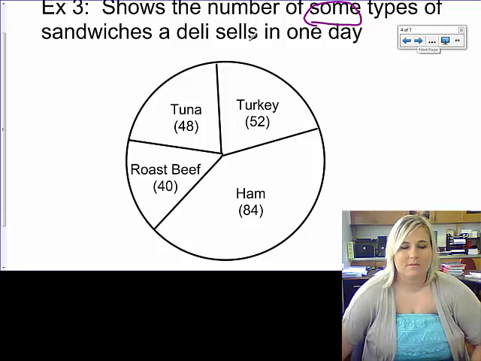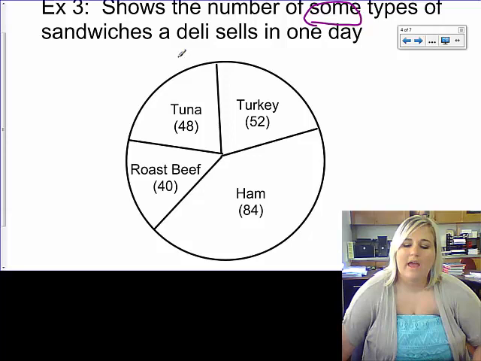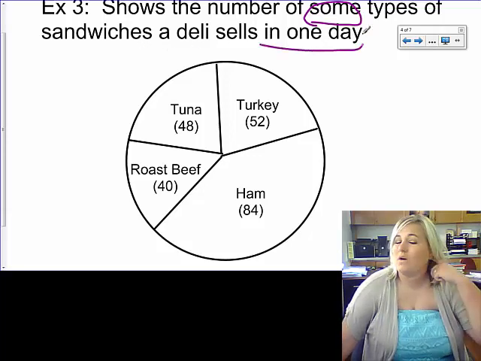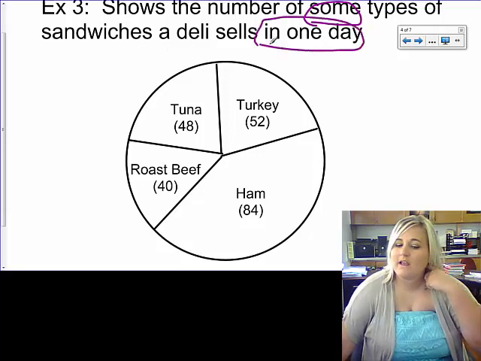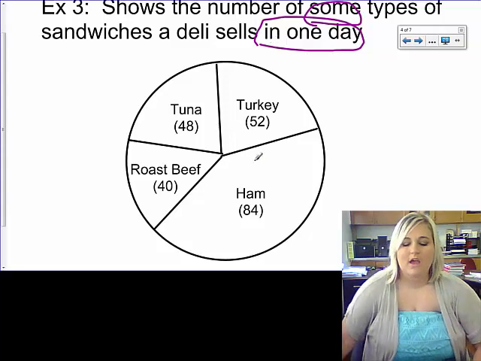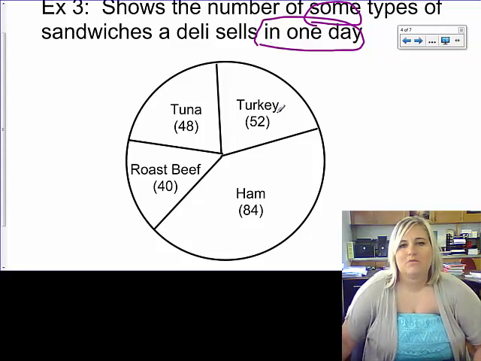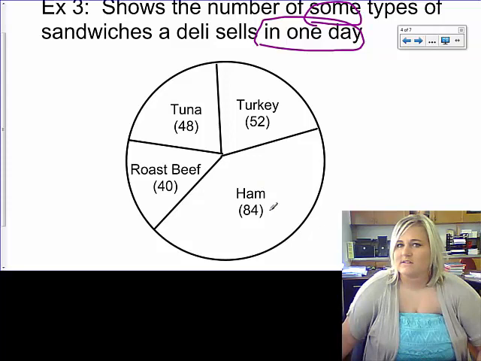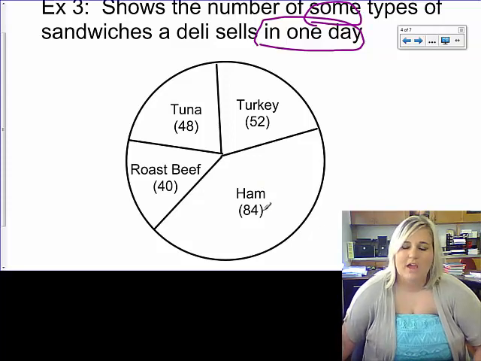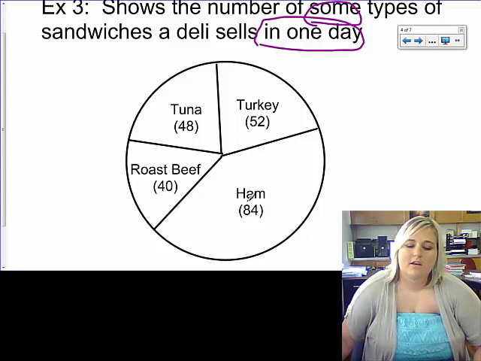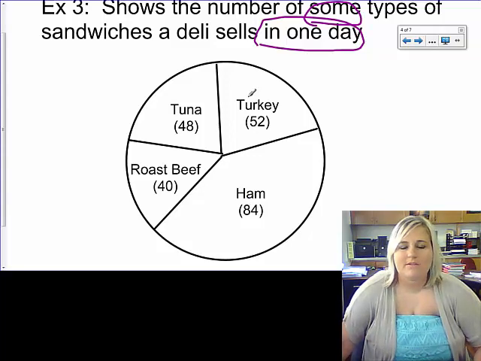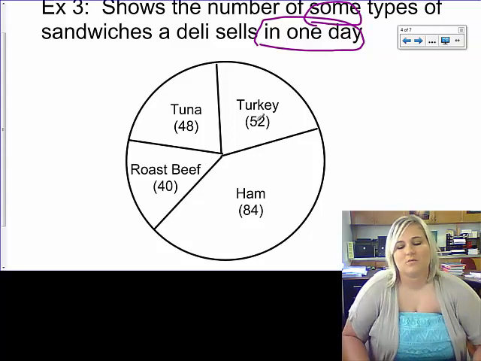And it also says, let me add one more thing, in one day. One day means that they chose one day to do this survey. What if it was the day that ham sandwiches were on sale, like at Subway, for example? If you go to Subway to get a sandwich, every day of the week they have a different special. Well, what if they chose the day that ham was a special? Of course more ham is going to sell on that day. But if you had gone on a day that turkey was a special, they probably would have sold more turkey. So this is just really misleading.